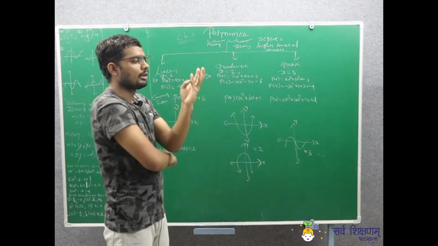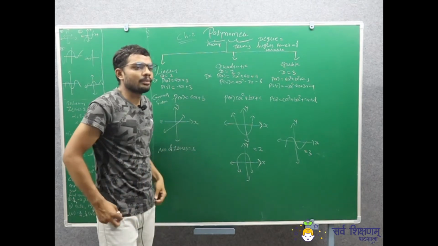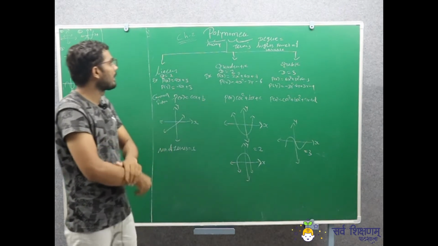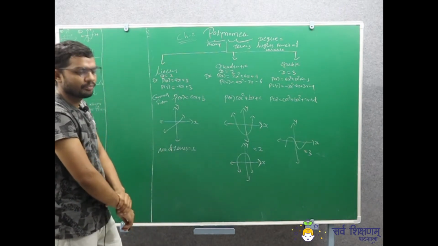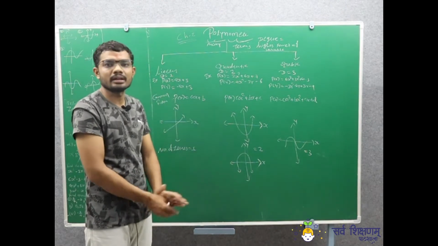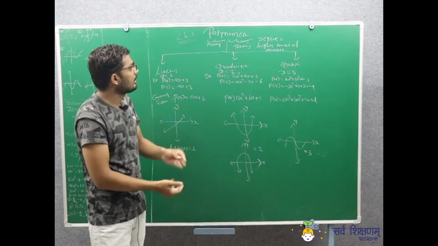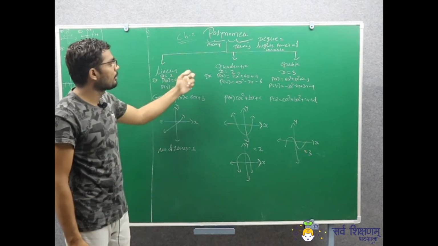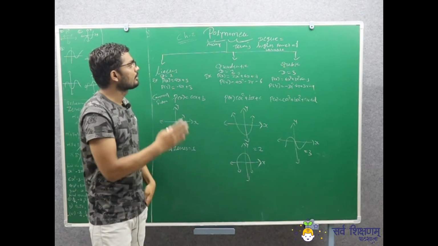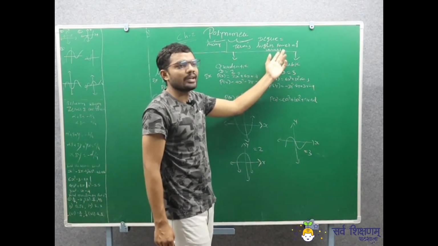There you learned the three types of polynomial: monomial, binomial and polynomial. Monomial has one term, binomial has two terms, and polynomial has more than two terms. And you also learned about linear polynomial, quadratic polynomial and cubic polynomial. And also you learned about the degree. The degree is the highest power of the variable.